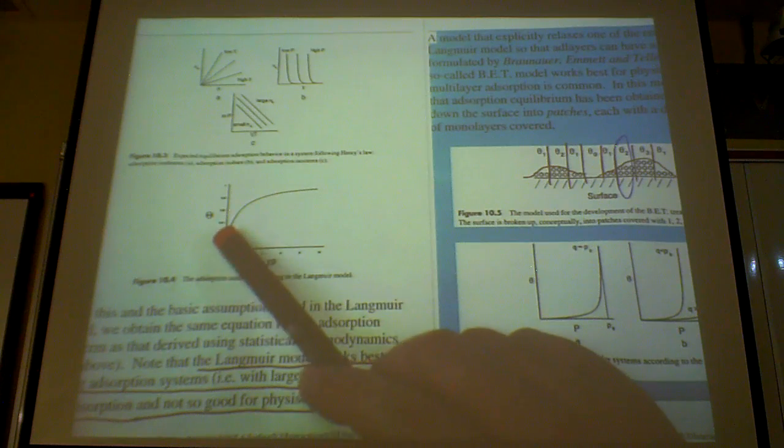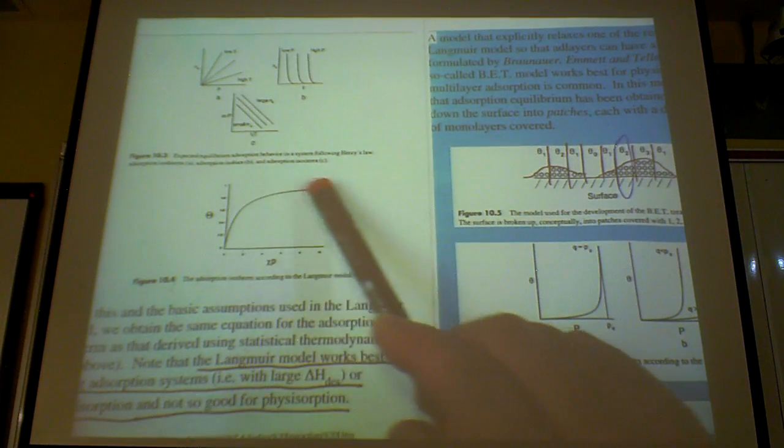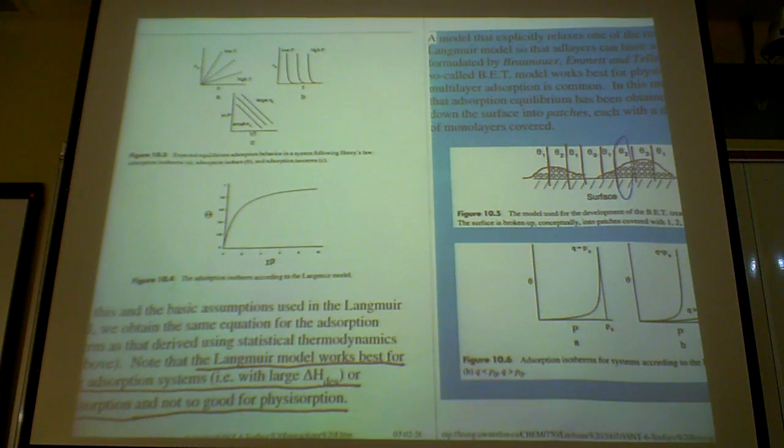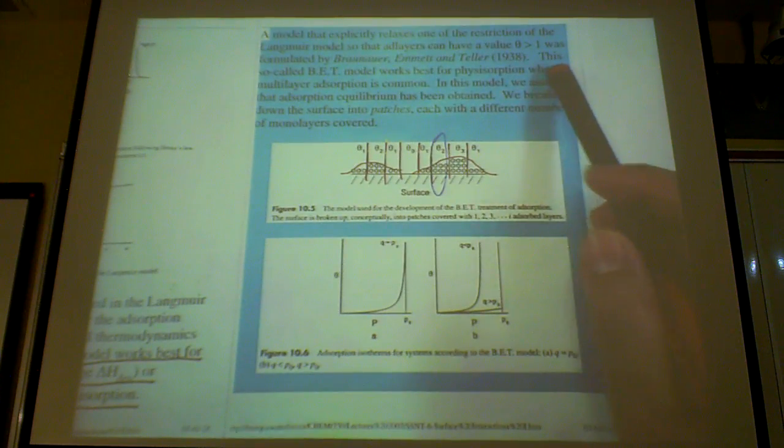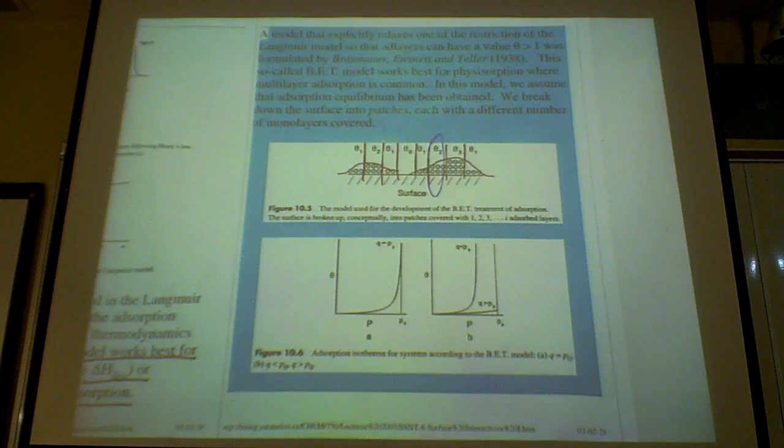Why? Well, look at this picture. It approaches asymptotically to coverage equal to 1. Why is that? Because Langmuir assumed no two atoms can occupy the same site. You cannot stack them. You cannot put more than one atom on the same site, and therefore you cannot have theta greater than 1. The maximum is 1. But of course, in physi-absorption, as in condensation of water, for example, you would have more than one, because you can stack, you can have condensation, you can have multiple molecules absorb on top of each other.